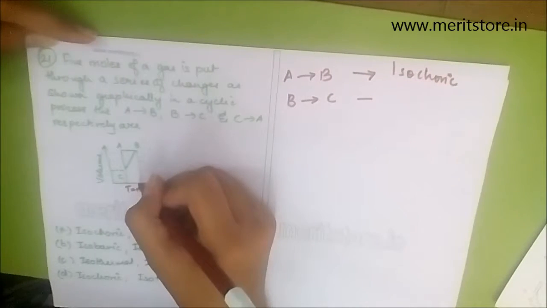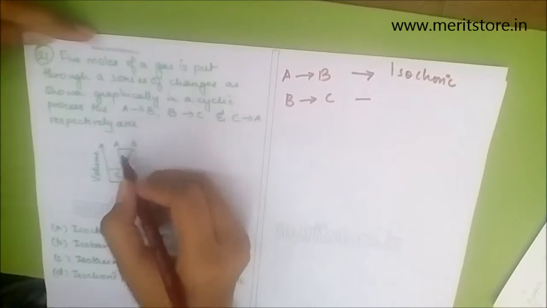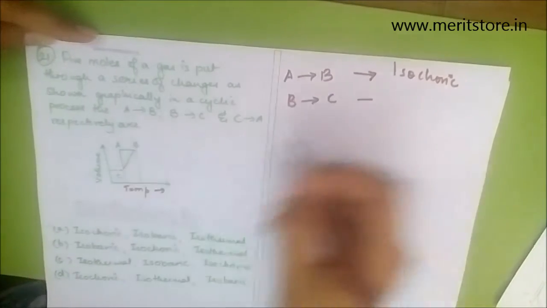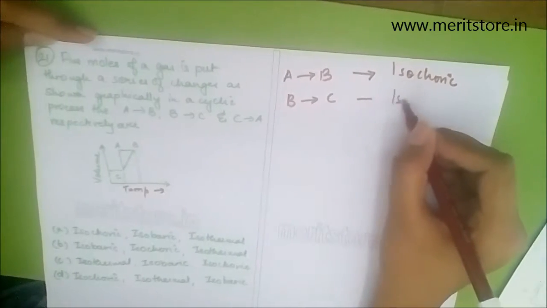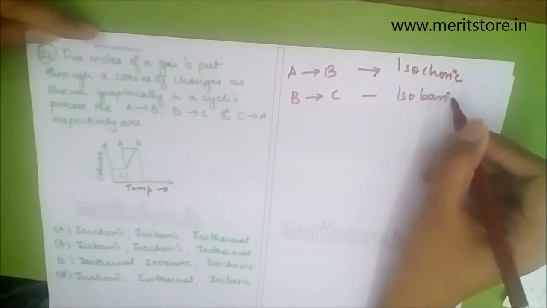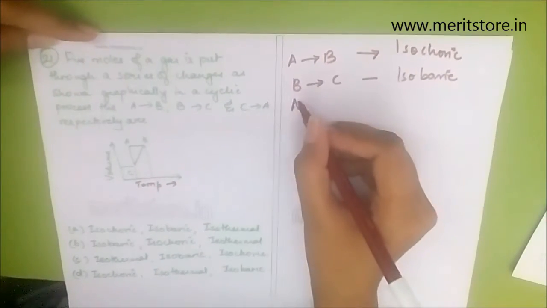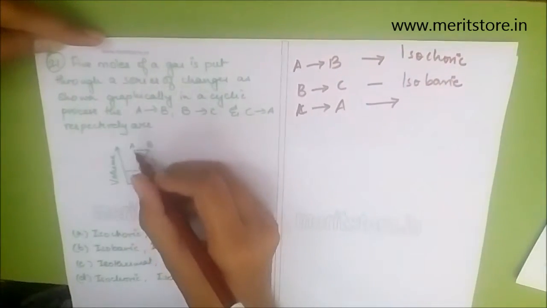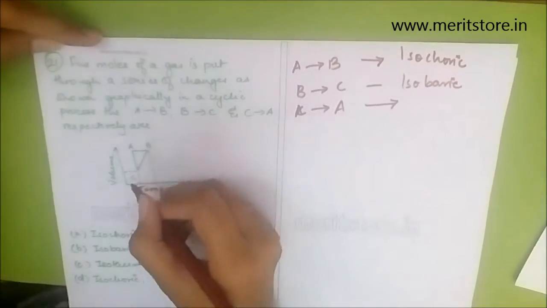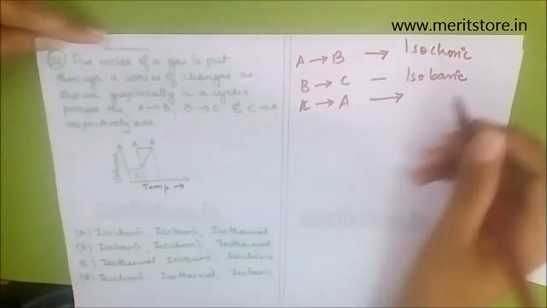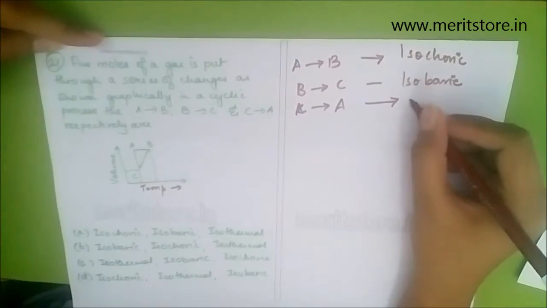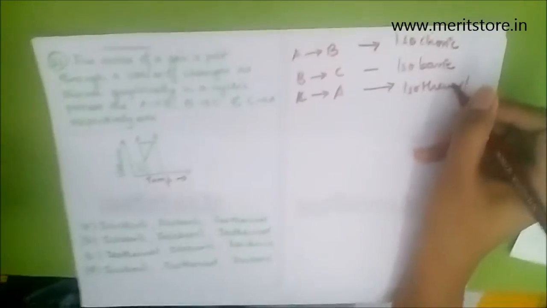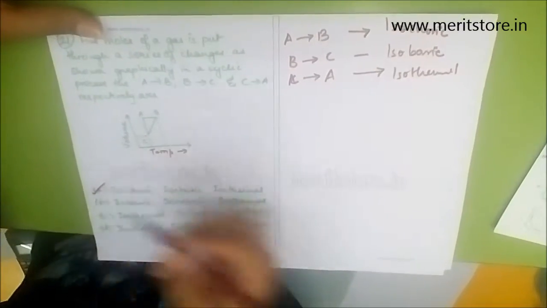From B to C, here the temperature is changing, the volume is also changing, but the pressure is constant, so it is isobaric. From A to C, the temperature is constant, the volume is changing, and the pressure is also changing, so it is isothermal. So the correct option here is option A.